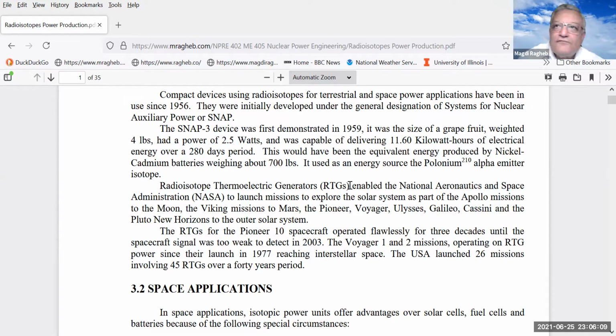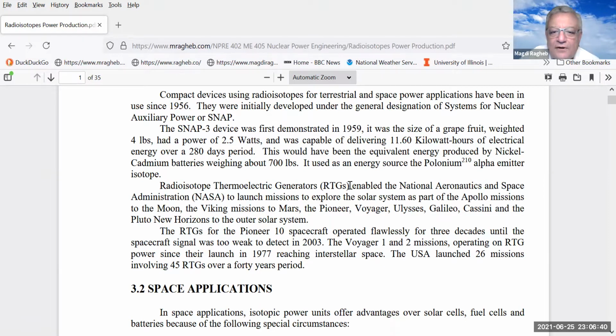If you have a chance to visit Chicago, the Museum of Science and Technology, you can go to the part of the museum. By the way, it's free on Tuesdays. If you find your way there on a Tuesday, entrance is free. You go to the Apollo mission and you'll see that the Apollo missions to the moon left on the surface of the moon one of those RTG generators.